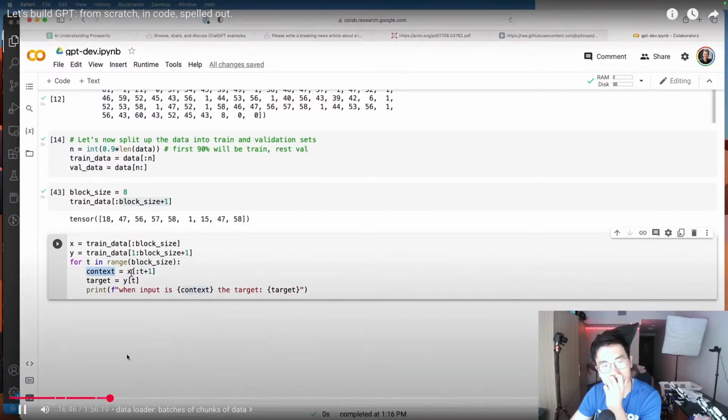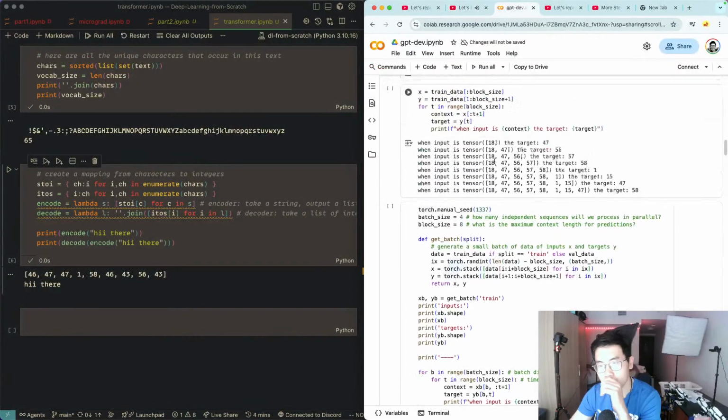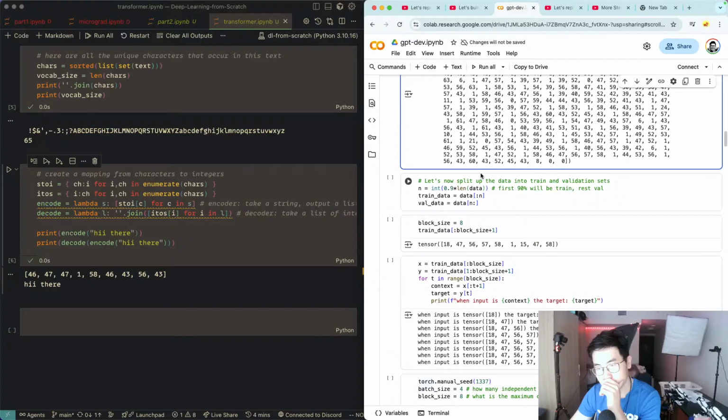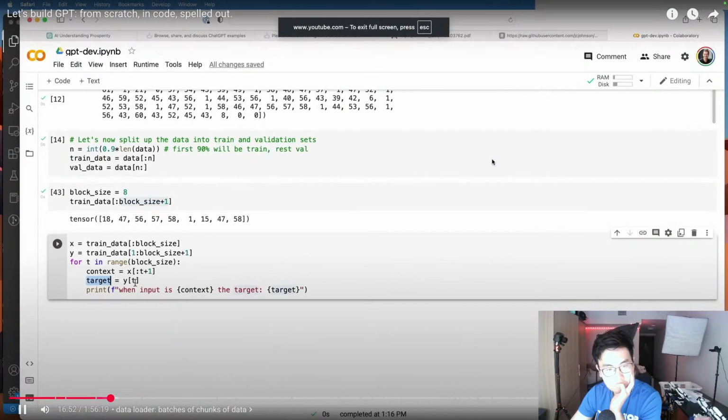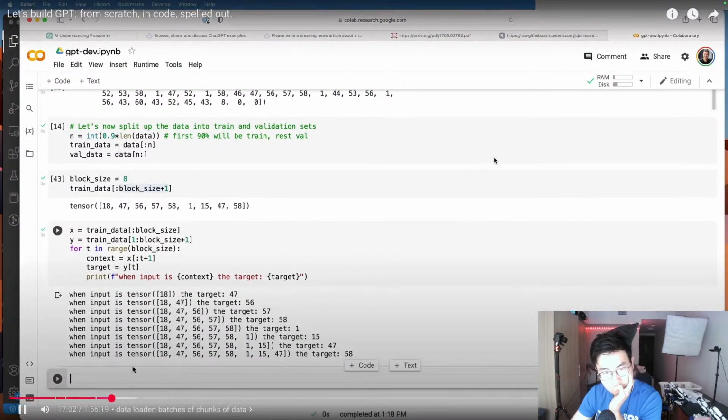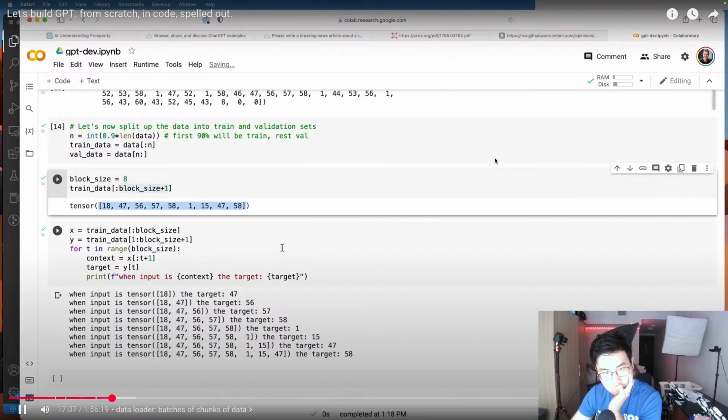The context is always all the characters in x up to t and including t. And the target is always the tth character, but in the targets array y. Let me just run this. Basically it spells out what I said in words. These are the 8 examples hidden in a chunk of 9 characters that we sampled from the training set.